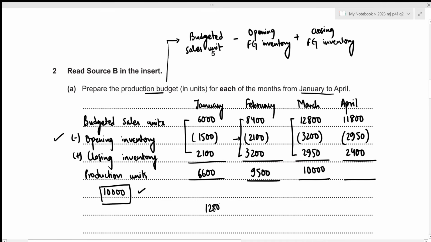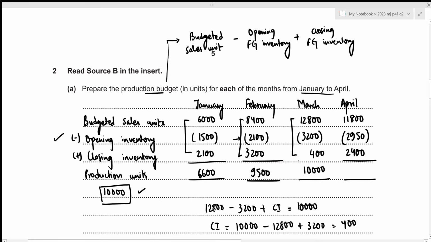In this case, let's figure out the new closing inventory first. So that's 12,800 minus 3,200 plus the closing inventory. This should be equal to 10,000. So the required closing inventory is just going to be 10,000 minus 12,800 plus 3,200, which results in the value of 400. So this will be our closing inventory for the month of March. That's 400. So we need to change the opening inventory for the month of April accordingly. That will be 400 as well.